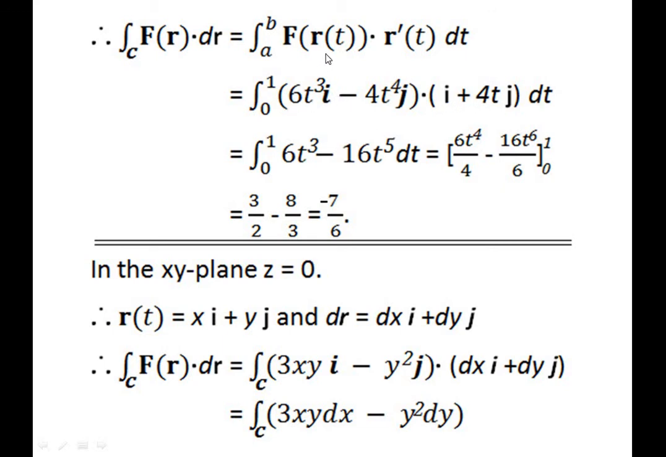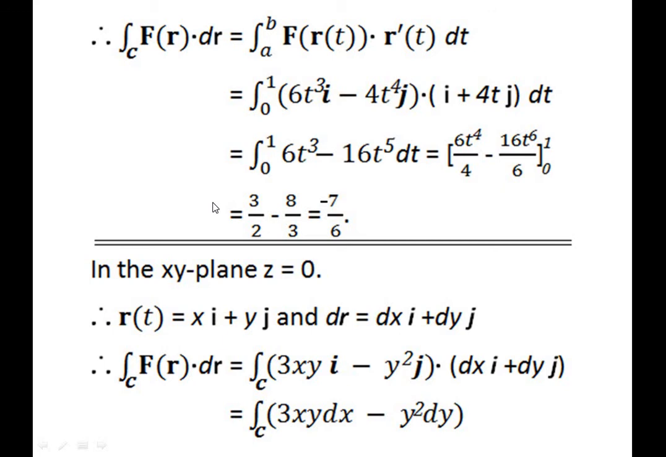Taking the dot product of F(r(t)) and r'(t), we get integral 0 to 1 of (6t^3 minus 16t^5) dt. Then integrating t^3 and t^5, we get 6 into t^4/4 minus 16 into t^6/6 from 0 to 1. After calculation, we get -7/6.